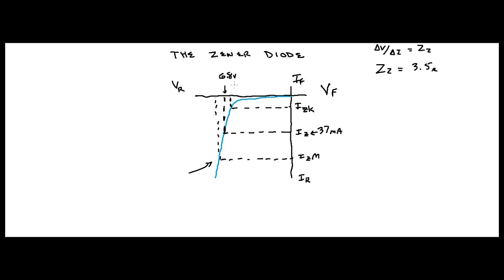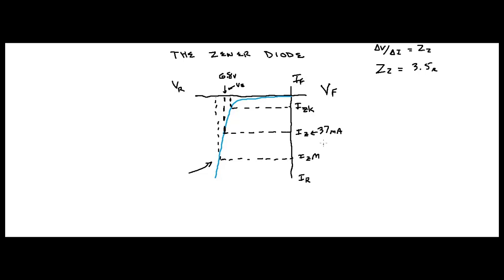I'll just write it there. That's VZ, just so you know. And this is IZ over here, and they give you IZ. So the problem asks: what is the voltage across the Zener diode when the current equals 50 milliamps?